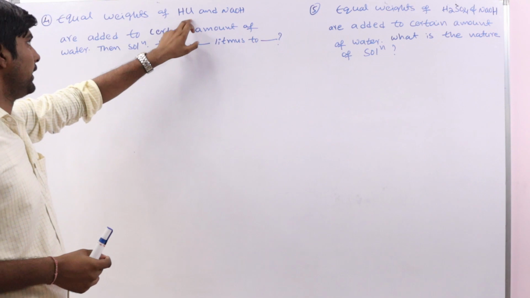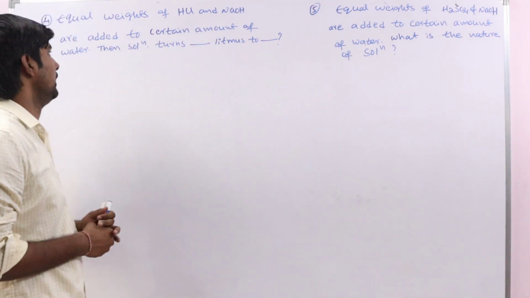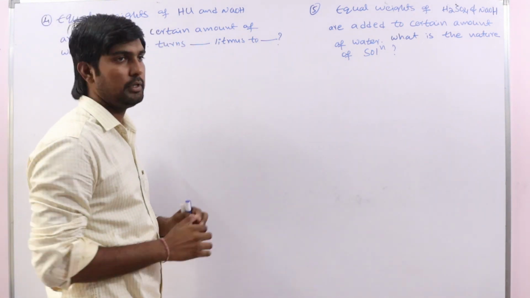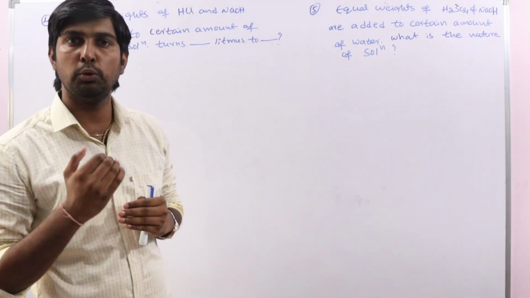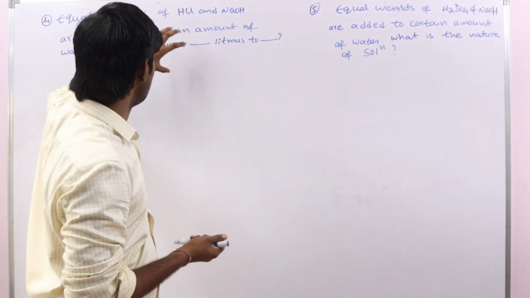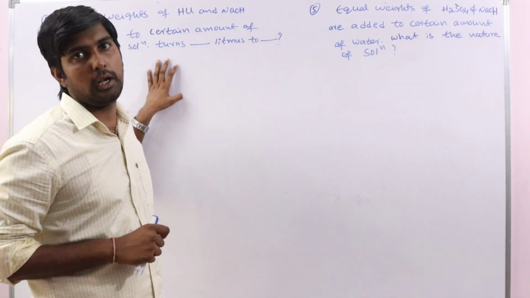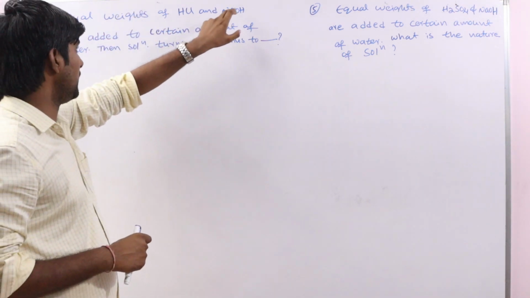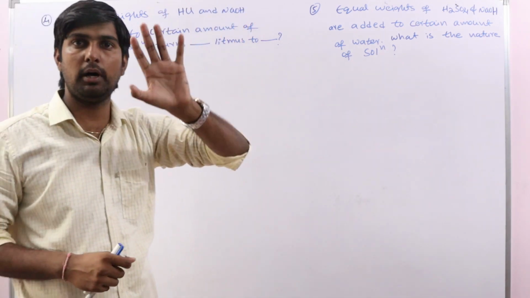Equal weights of HCl and NaOH are added to a certain amount of water. Then the solution turns dash litmus into dash, meaning whether it turns blue litmus into red or red litmus into blue, that we have to find. For that we should know whether the solution is acidic, basic or neutral in nature. So equal weights of HCl and NaOH are added to the water together.